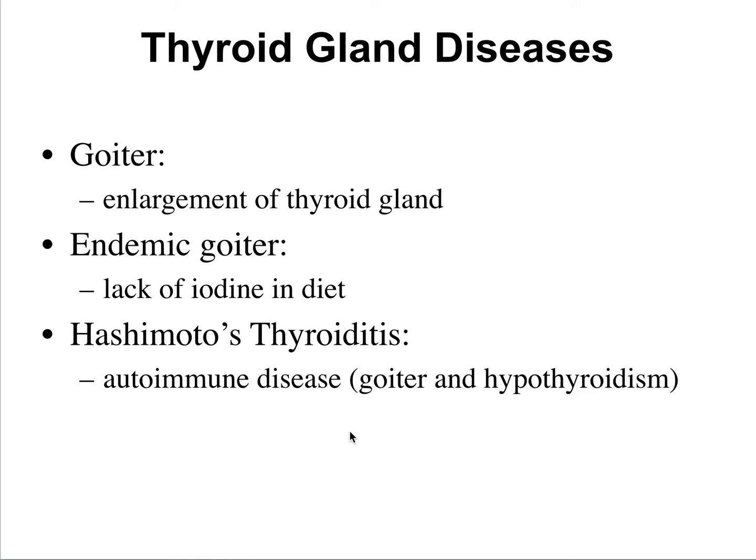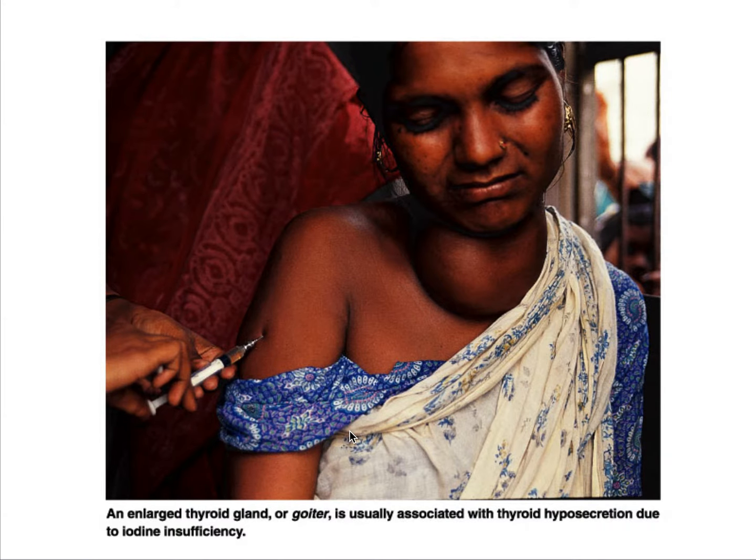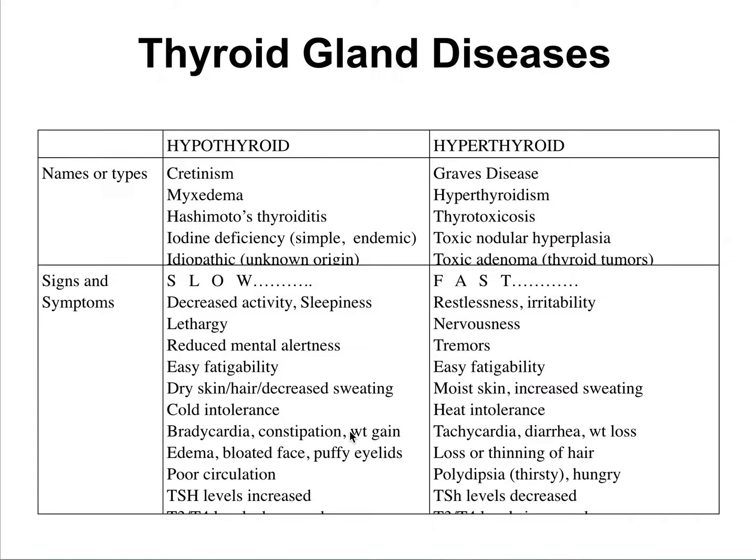If I have an autoimmune disease called Hashimoto thyroiditis, it just means that you're going to have hypothyroid because you're destroying the gland itself, so you're not producing T3, T4. That's why they call it hypothyroid versus hyperthyroid. This is goiter. It is the enlargement of the thyroid gland. You can think of it as attack of the giant goiters. How do you treat? What do you think they're giving her an injection of? Iodine to help alleviate the goiter.